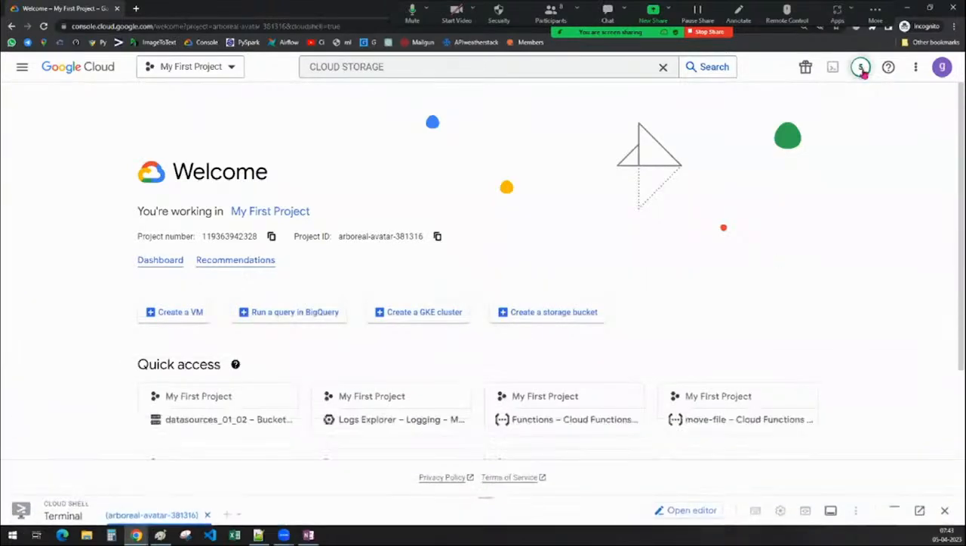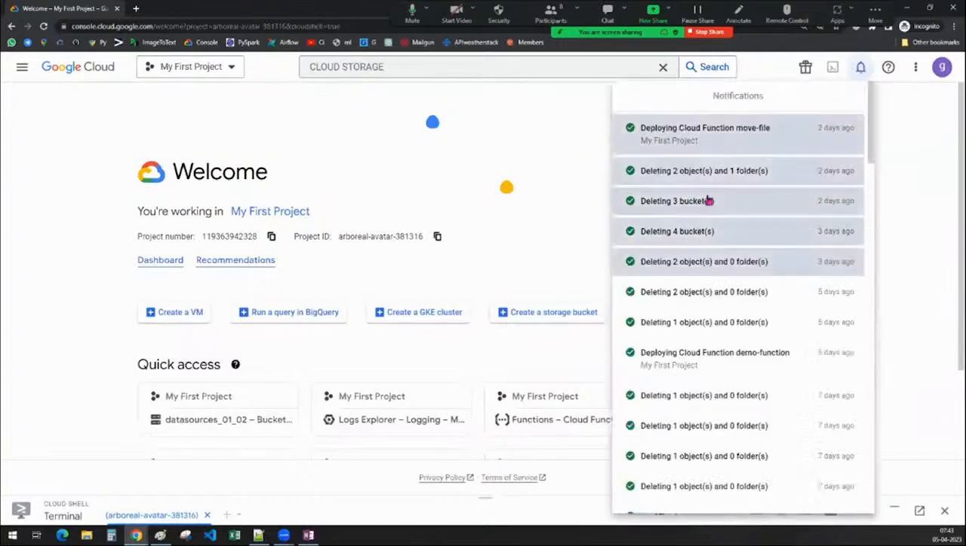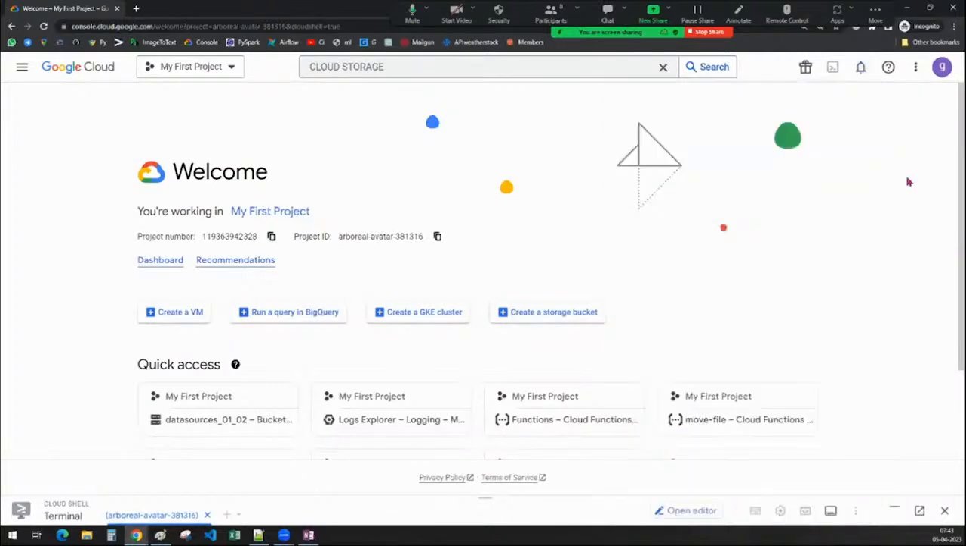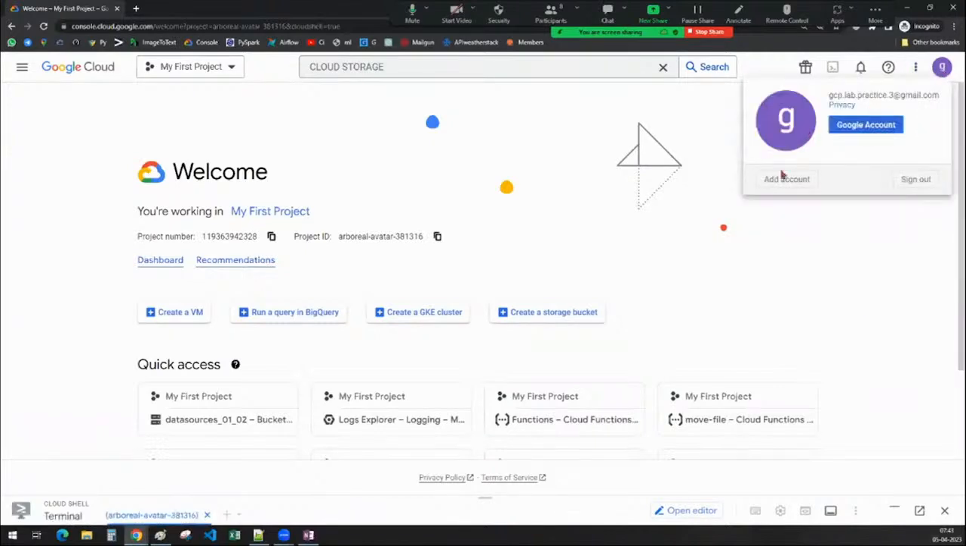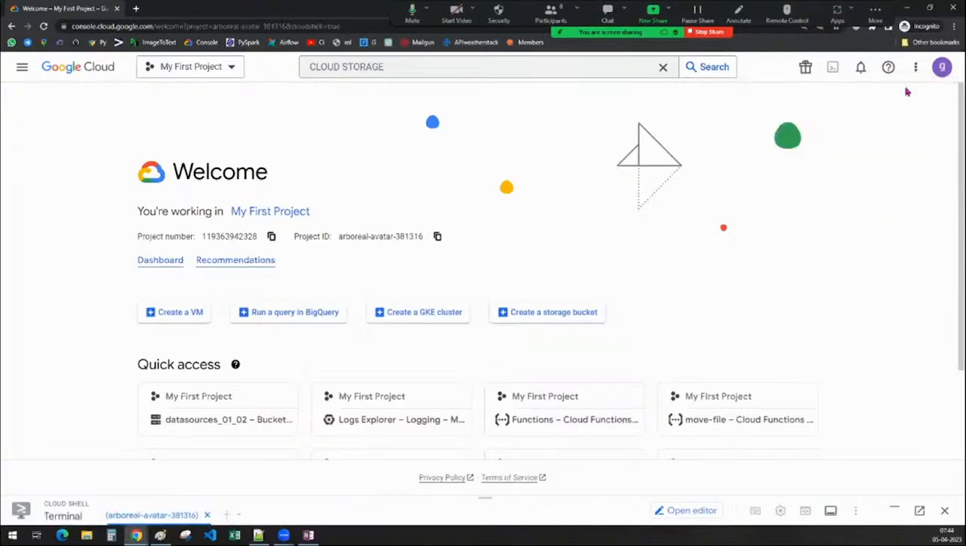After that, this is where you will be able to see all the notifications when you create a bucket, when you delete a bucket, when you move something. And the settings, if you want to go to the project settings, you can go from here. If you want to add one more account, sign out an account, and look at your account details, you can do it from here. So this is all about the interface of the Google Cloud, guys.